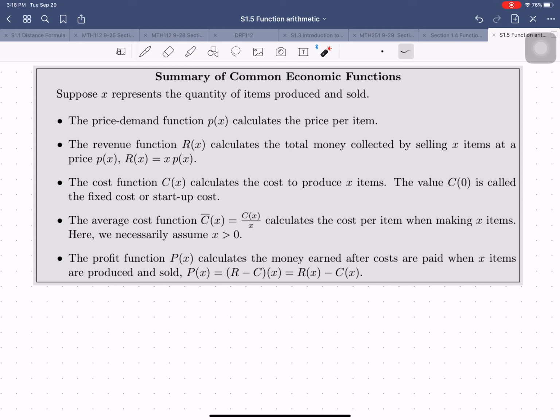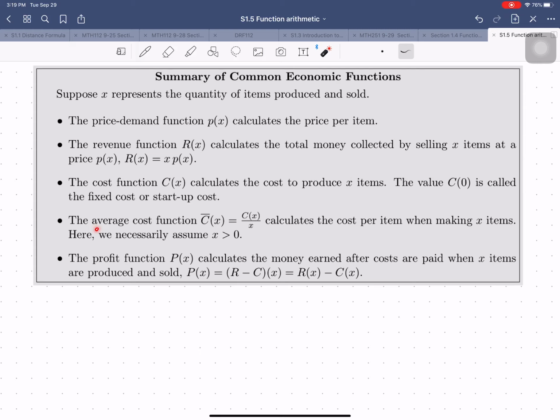The revenue function, so revenue is like the amount of money that you collect at the cash register. And that is simply the number sold multiplied by the price at which you sell each item. The cost function is your cost to produce X number of items. Now, C of 0 has a special meaning. That's what you have to shell out just to get started before you even produce a single thing. It's your startup cost, right?